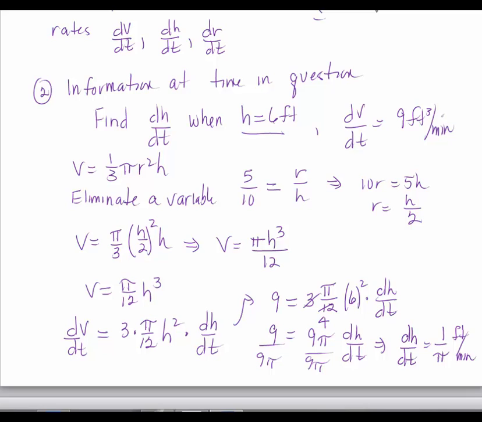If you plug that in the calculator, you get the height, which is the depth of the water, is changing at, say, 0.318 feet per minute at that moment in time. So at the moment in time when the height is 6 feet, the depth of the water is changing 0.318 feet per minute.